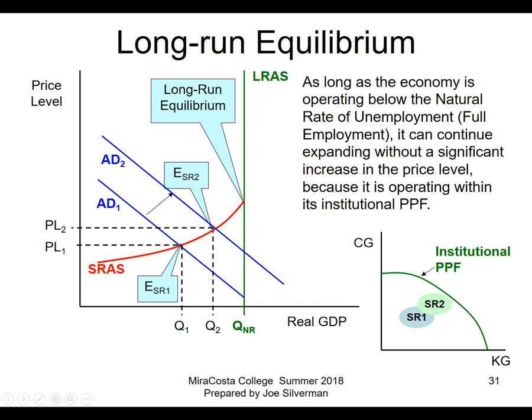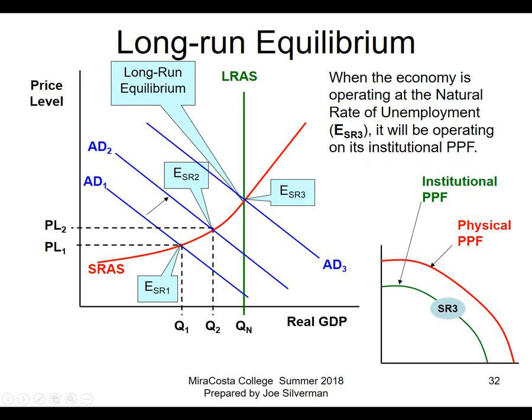What would that look like on our production possibility frontier model? Well, it would look like we're moving closer and closer to one of our production possibility frontiers, one that I'm going to call the institutional production possibility frontier. Just bear with me. I'll explain what I mean by an institutional production possibility frontier, and I'll also bring in a thing called the physical production possibility frontier. So we're not quite at the long-run aggregate supply curve. We're not quite at the full employment level of output, which means that we're still within our institutional production possibility frontier.